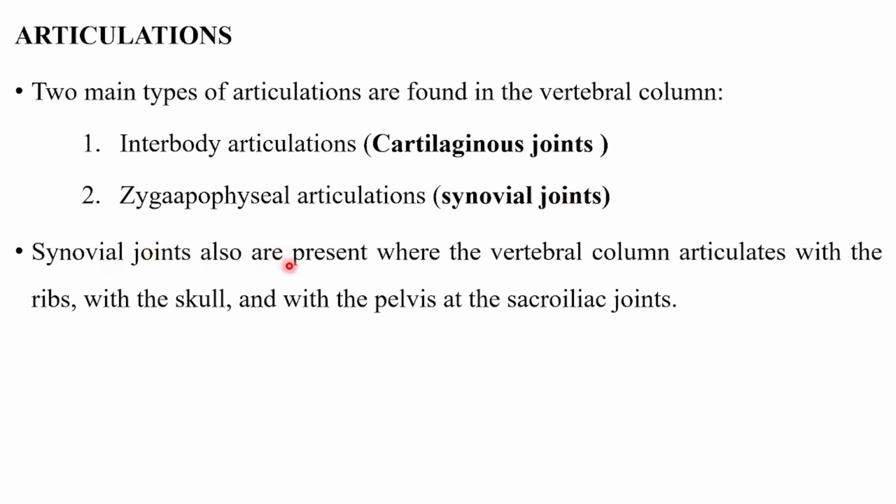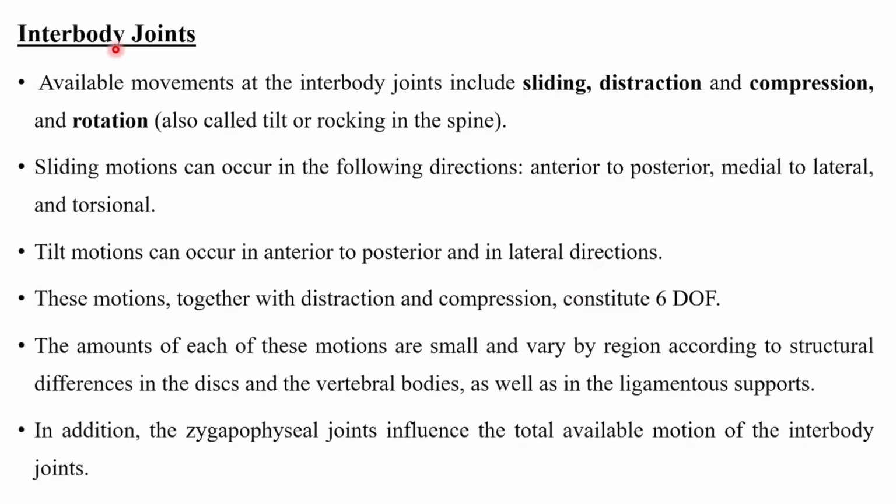Synovial joints are also present where the vertebral column articulates with the ribs, with the skull, and with the pelvis at the sacroiliac joints. Coming to the first articulation, the interbody joints, the available movements include sliding, distraction, compression, and rotation. Rotation is otherwise known as tilting or rocking motions in the spine.